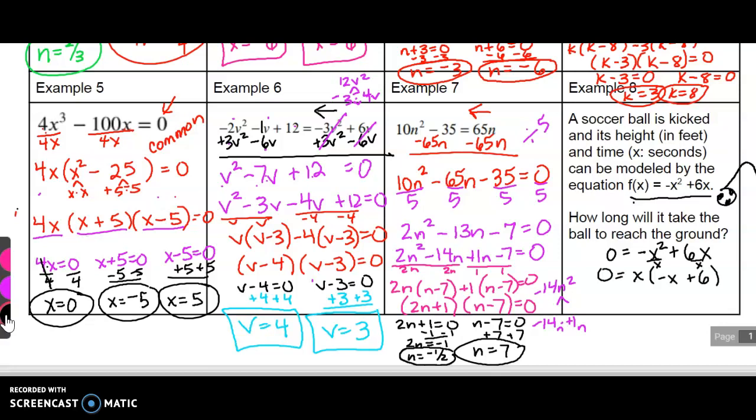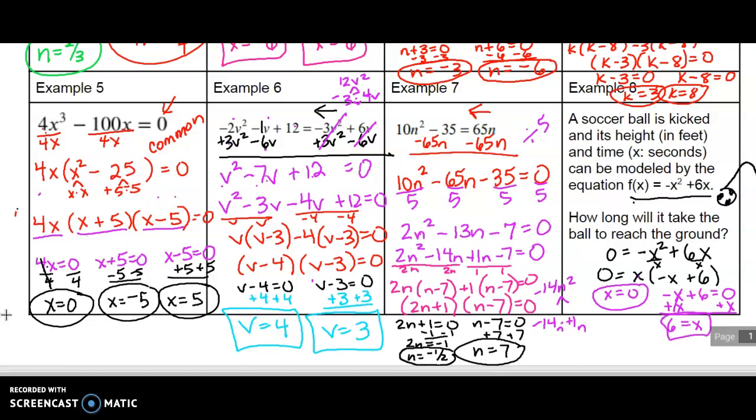So then we'll split those up. We get x equals 0 and negative x plus 6 equals 0. Well, this one's already solved. This, if I want to add x to the other side, we get 6 equals x.